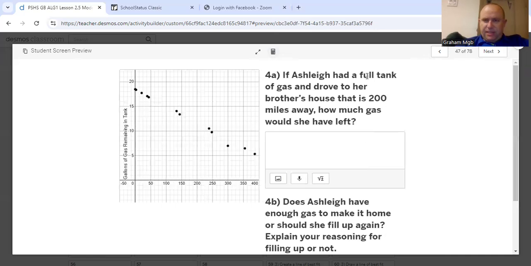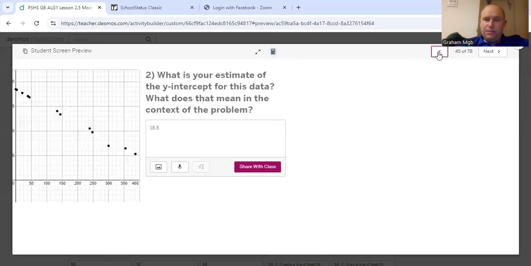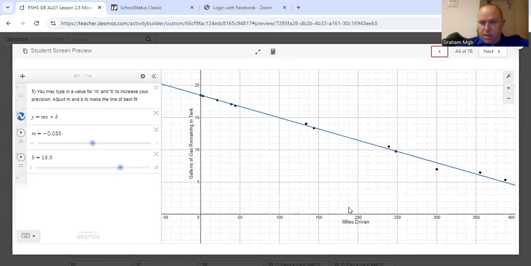And this one here. If Ashley has a full tank of gas and drove to her brother's house that is 200 miles away, how much gas would she have? So this is where we've got to go back to the original question here. And then we're going to take a reading here. So we're going to go to 200 miles driven, and we're going to go up to the line, and we're going to click on it.